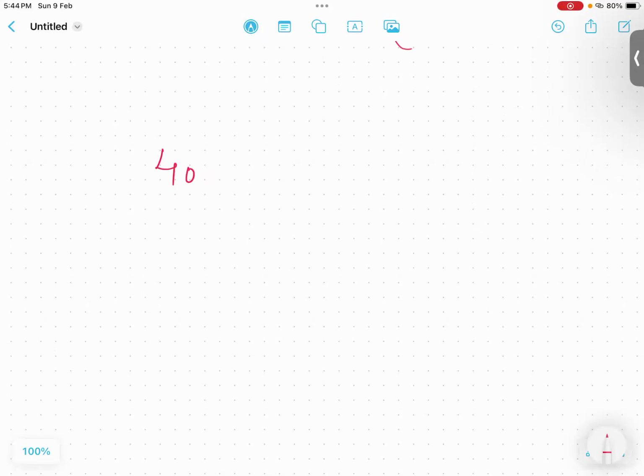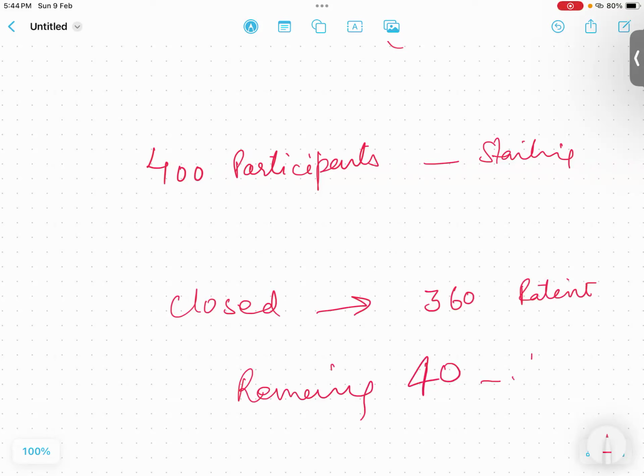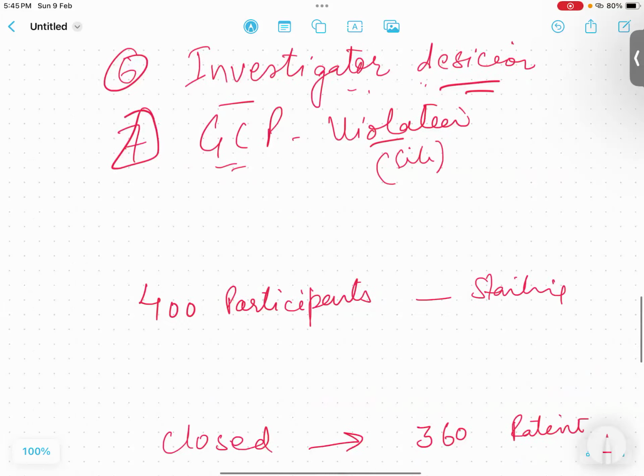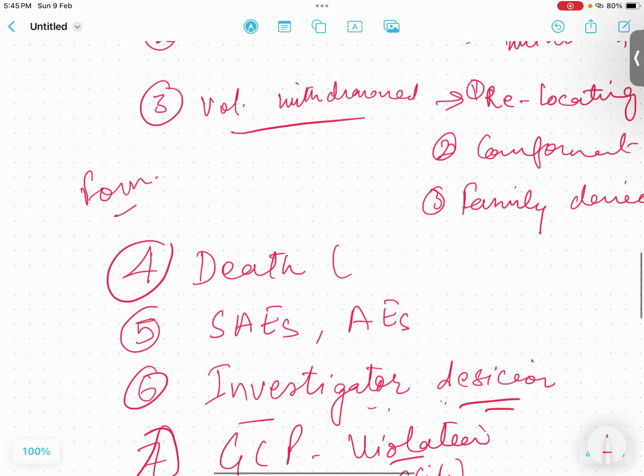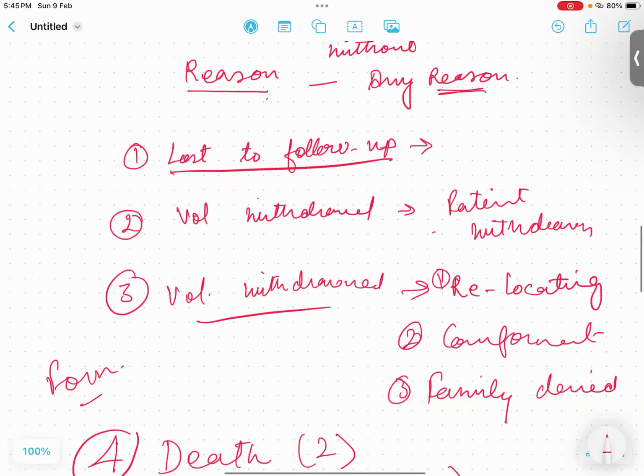Now there is one more thing. Suppose your trial has started with 400 participants, at the initial stage, when you are starting your trial. Now when your trial is closed, you are calculating data of only 360 patients. Now, for these remaining 40 patients, you have to explain what happened to them. If they have left the trial, you have to categorize them in these categories. Suppose two people died, five people had SAEs, two people maybe investigator decision. Okay, this we can exclude, then the matter is closed, right? Maybe 10 people lost to follow up.